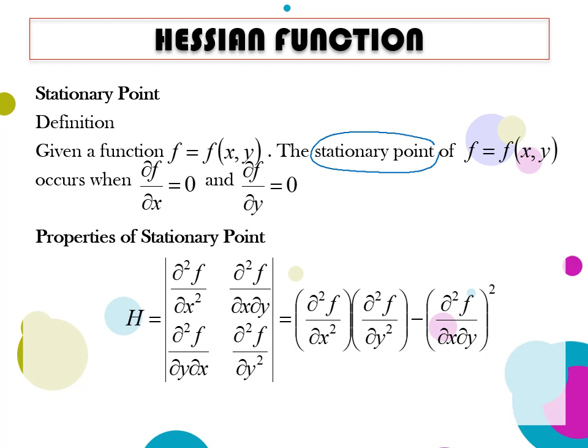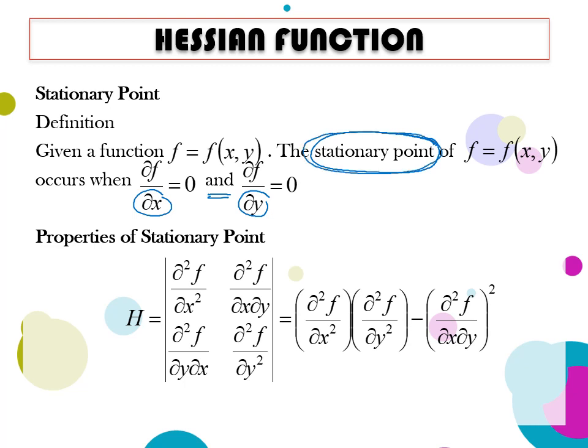To find the stationary point, we need to set the first order partial derivative of the function with respect to the first variable and the second variable equal to 0. Once we set del f del x equal to 0 and del f del y equal to 0, we will get a point or points that is the location of the stationary point.